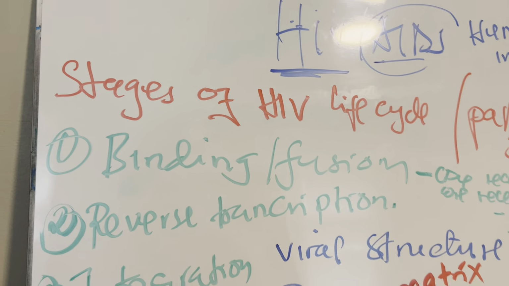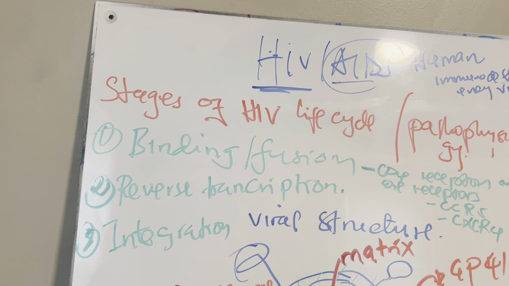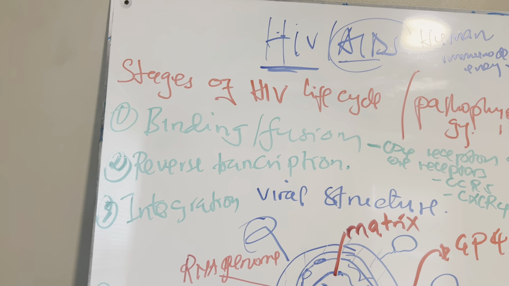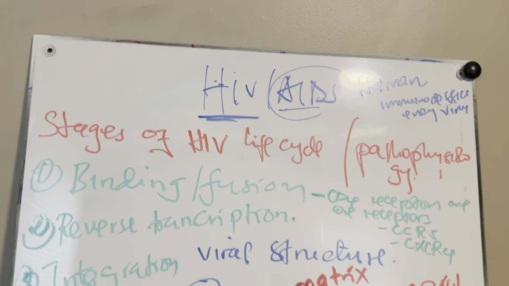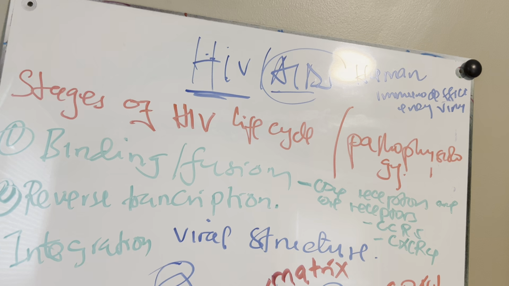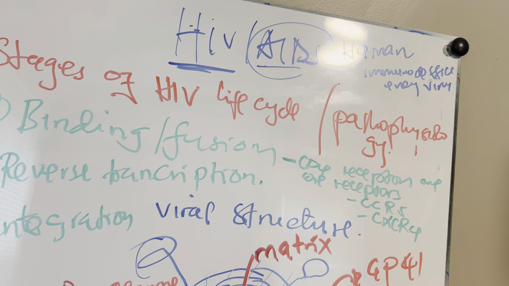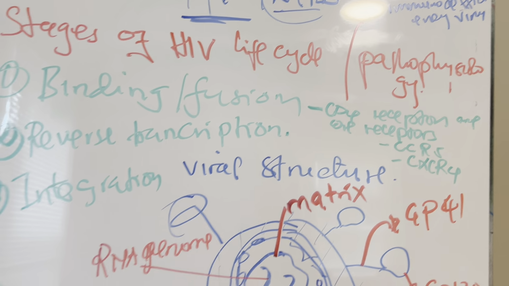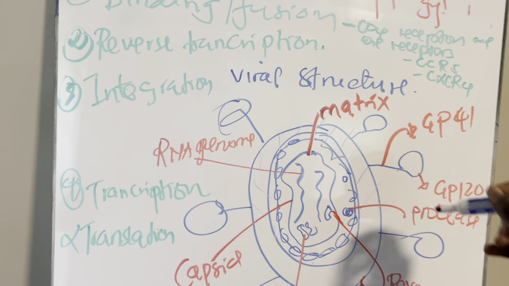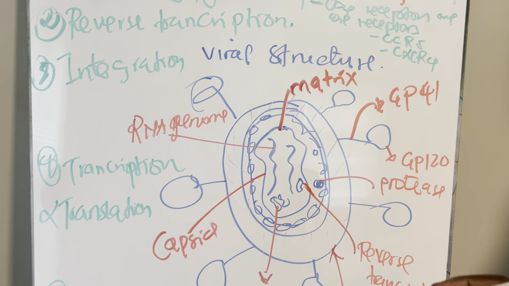Today I'm going to start by talking about the stages of the HIV cycle, or pathophysiology. The first thing I'm going to talk about is what we call binding or fusion. First of all, before we go there, let us quickly understand the viral structure of HIV. This is a summary of the virus structure.